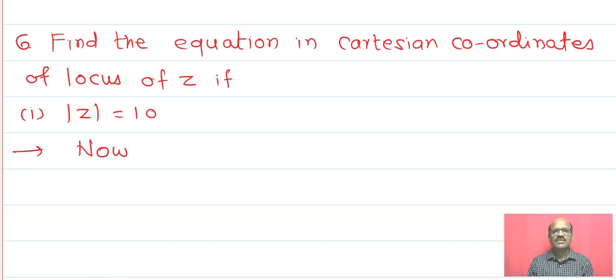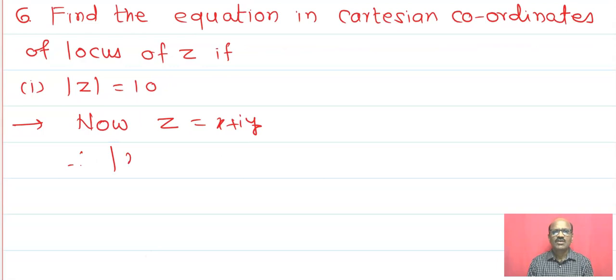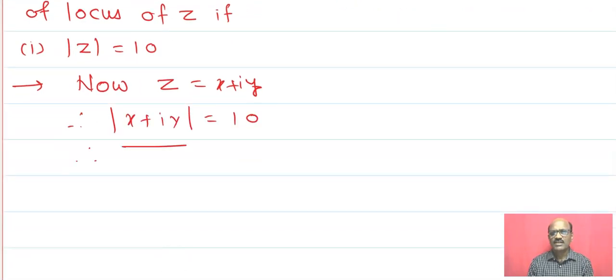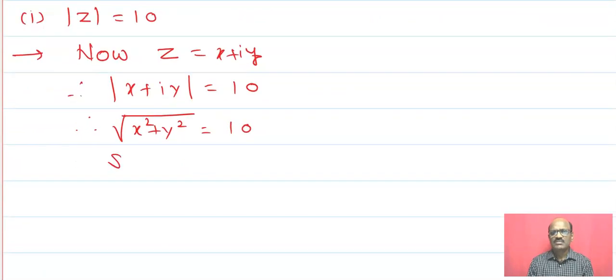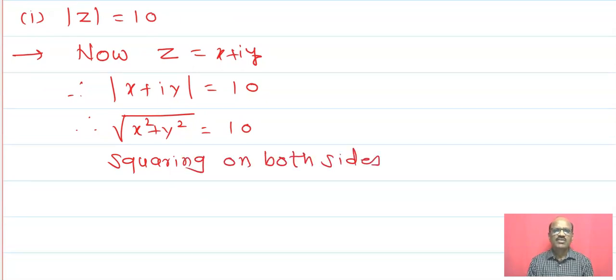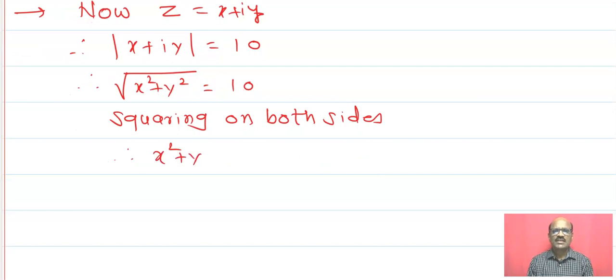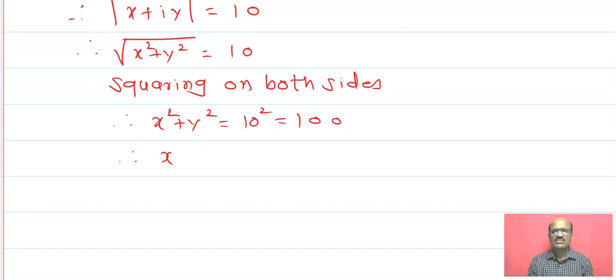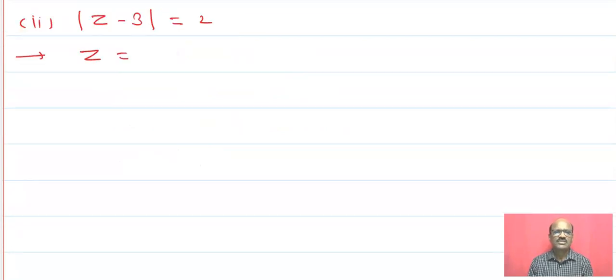Now see question number 6. Find the equation in the Cartesian coordinates of the locus of z if mod of z is equal to 10. Now z is equal to x plus iy, therefore mod of z, that is mod of x plus iy, is equal to 10, and that is nothing but root of x square plus y square is equal to 10. Squaring on both sides, this is nothing but the equation of the circle, that is x square plus y square is equal to 100, whose center is the origin.